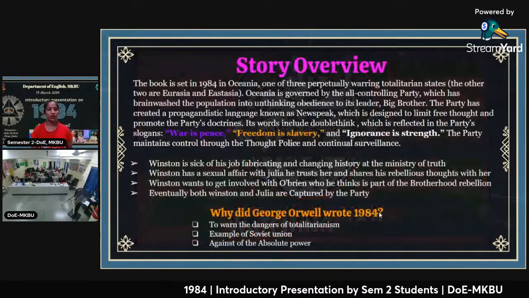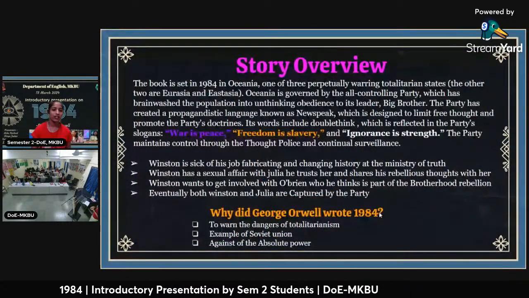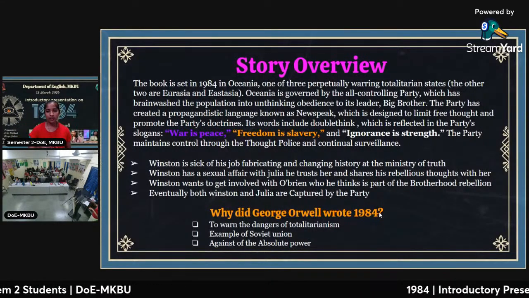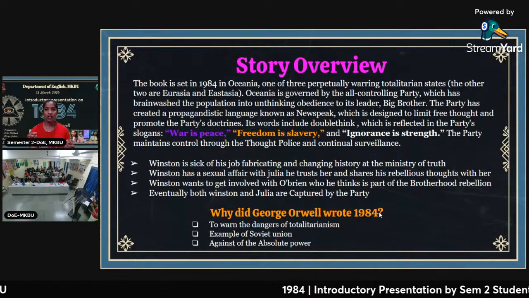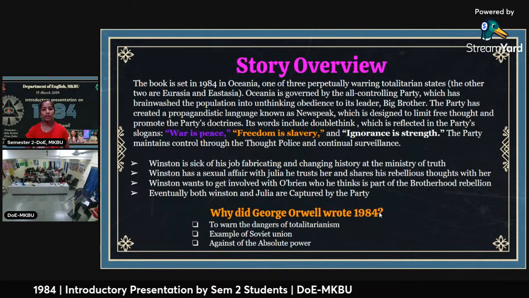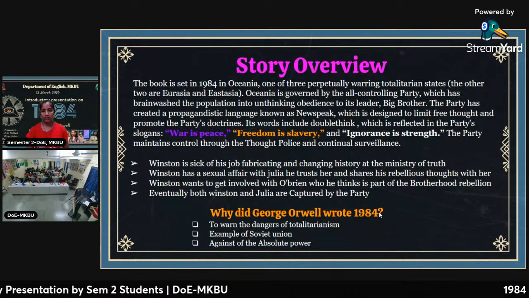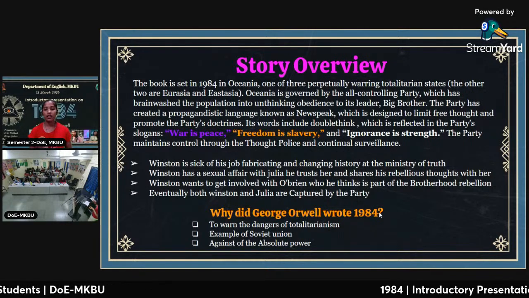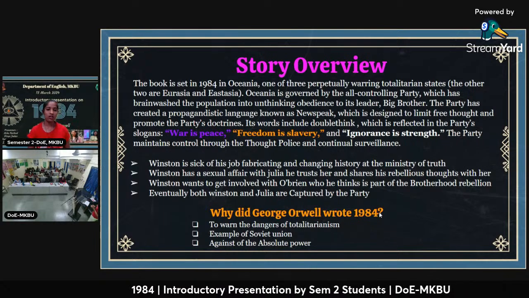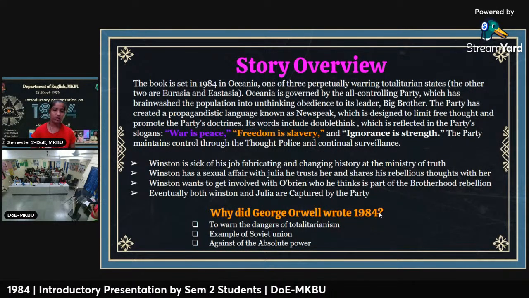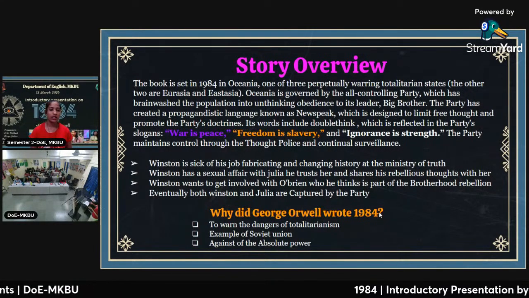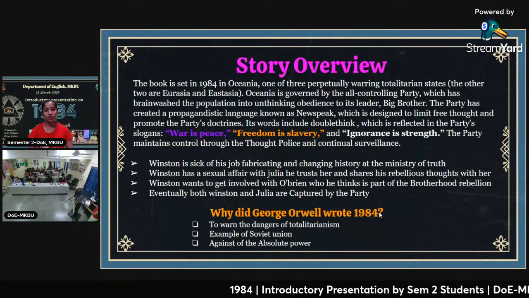Then the story overview. The book is set in 1984 in Oceania. Oceania is a huge society, and Eurasia and Eastasia are both enemies of Oceania, one of three perpetually warring totalitarian states. Oceania is governed by the all-controlling Party, which has brainwashed the population into unthinking obedience to its leader, Big Brother. The party has created a propagandistic language known as Newspeak.